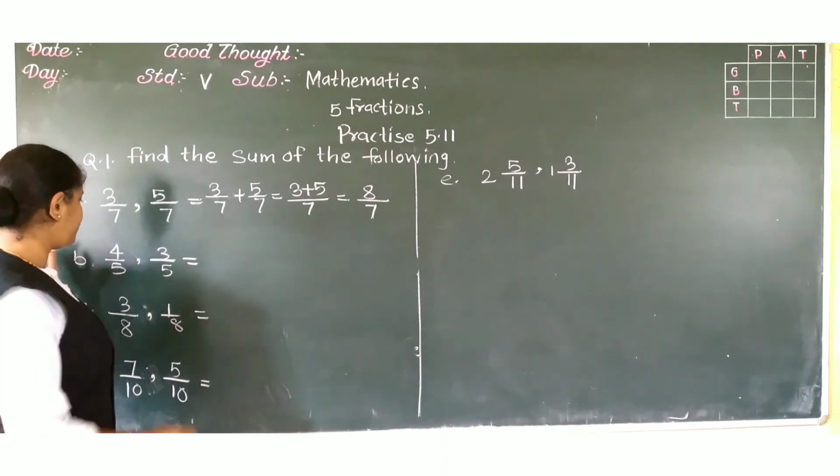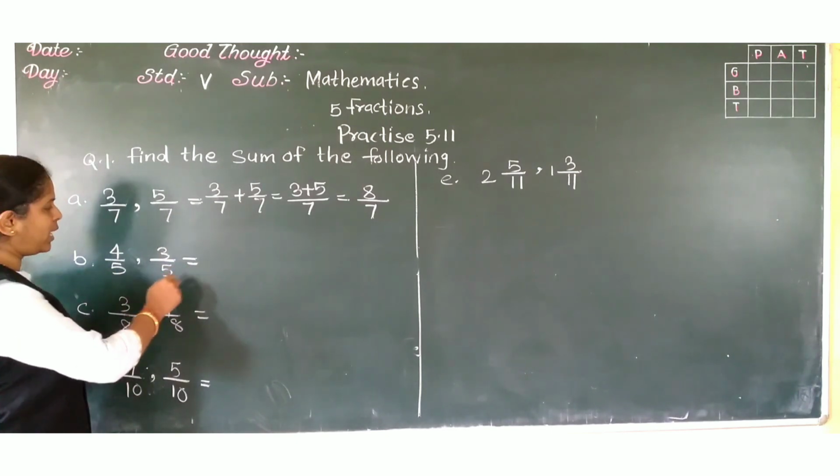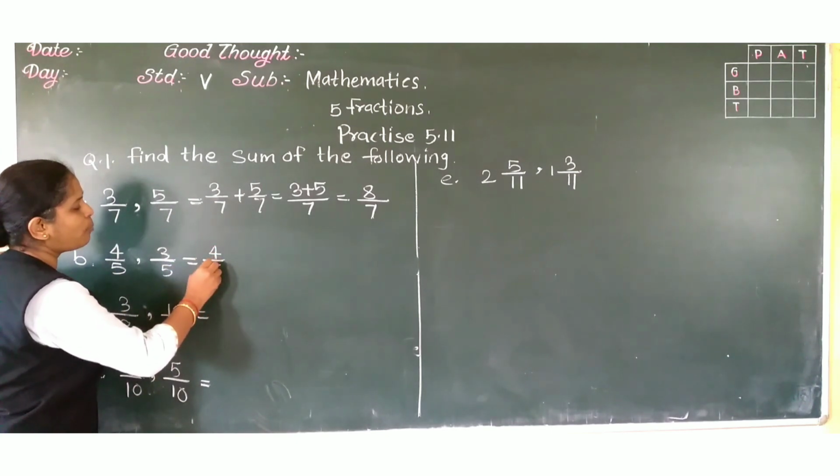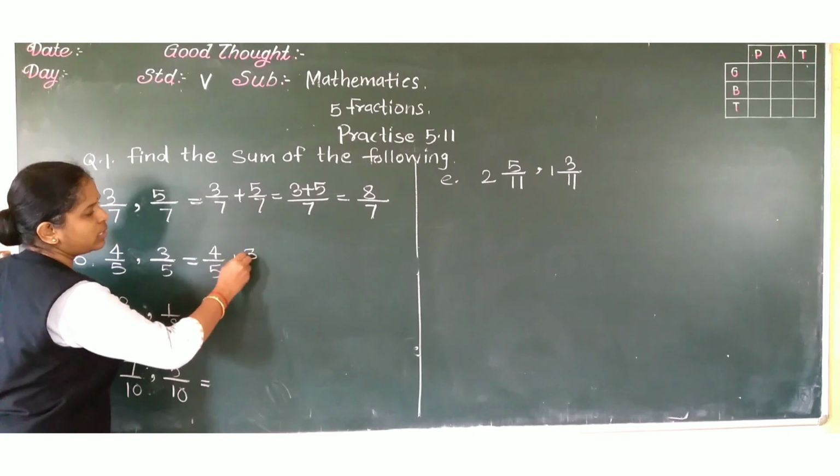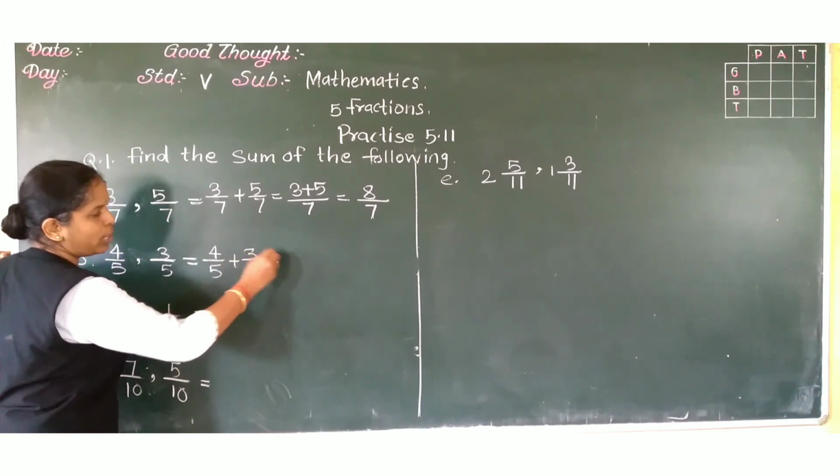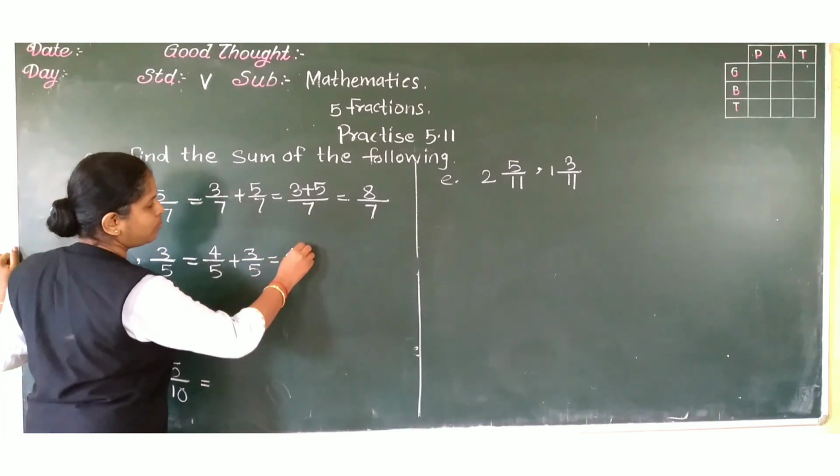Now second. 4 upon 5 and 3 upon 5. So 4 upon 5 plus 3 upon 5 is equal to 4 plus 3.